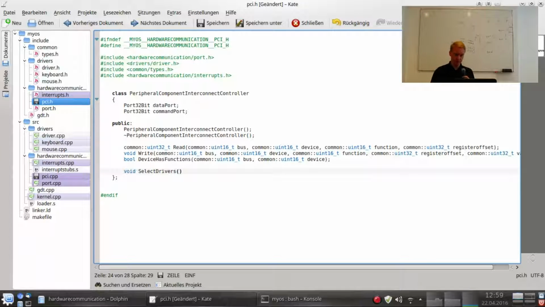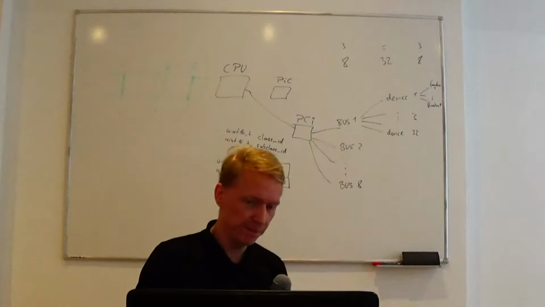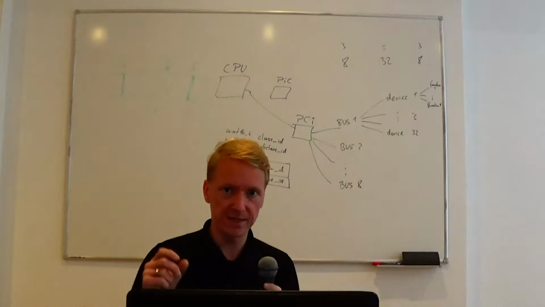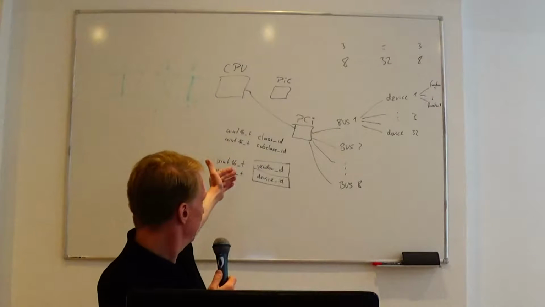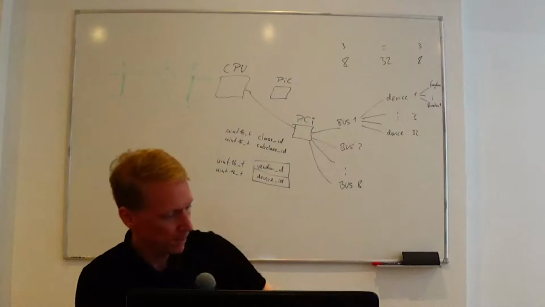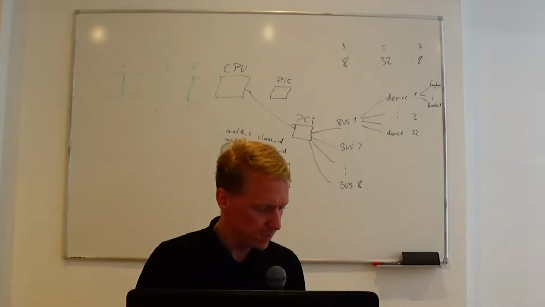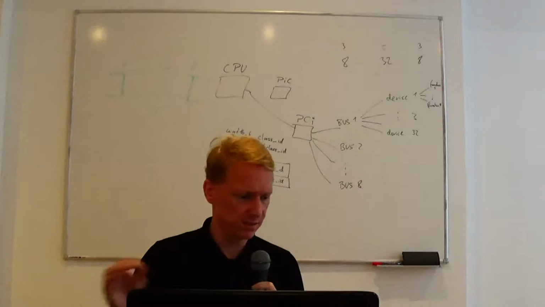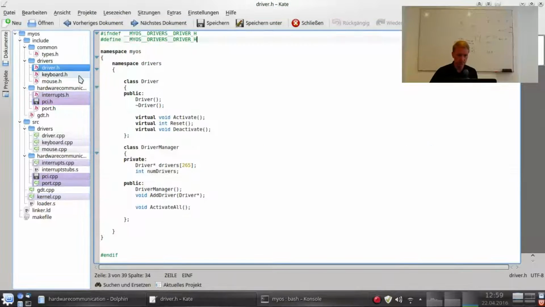So we want to have a method select drivers, which will enumerate the buses, the devices, and the functions, and select the drivers based on the information about class ID, subclass ID, vendor ID, device ID, and it's supposed to put these drivers into the driver manager on its own.